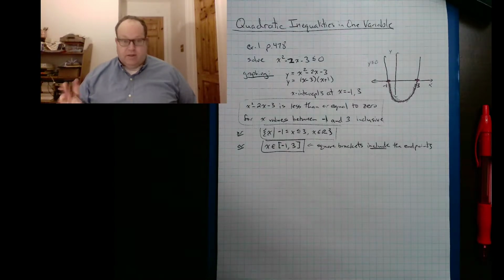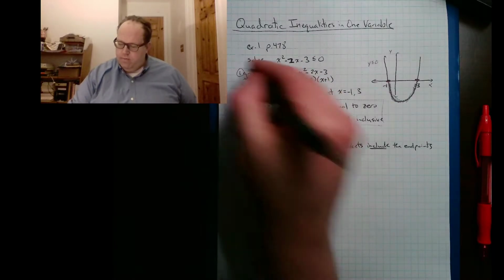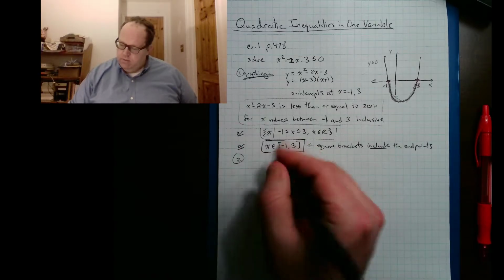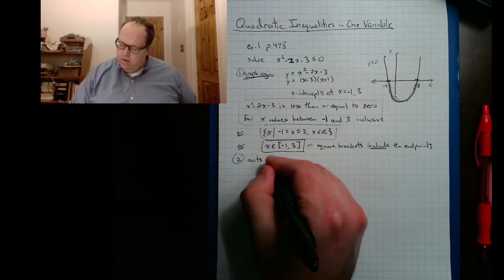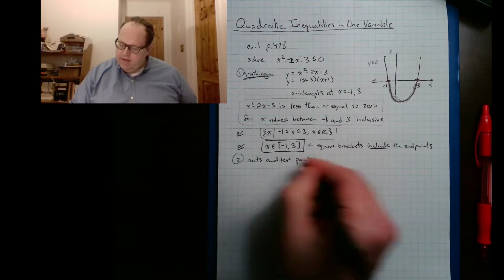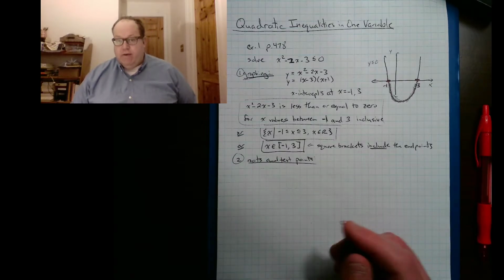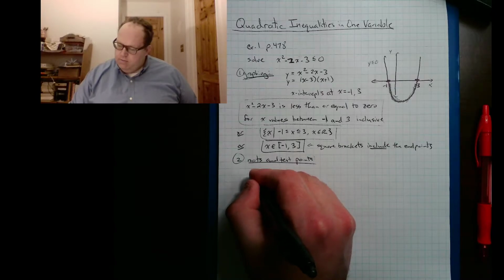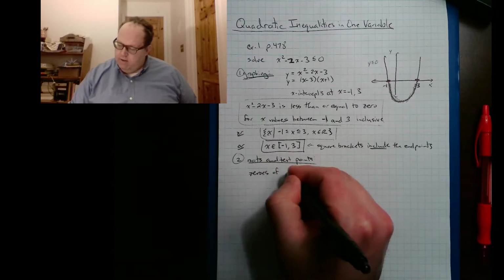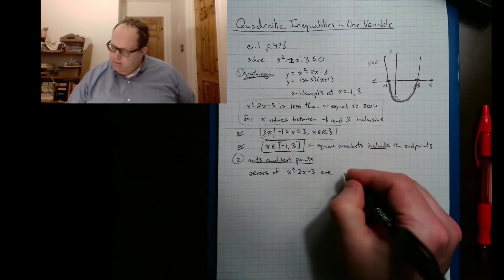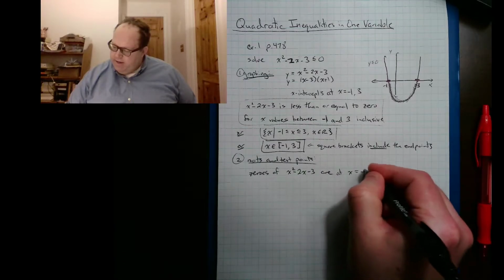Okay, I mentioned there were going to be three ways that we could show to solve this. Graphing was one of them. Two involves what we call roots and test points. And it's kind of similar to what we did above, just we don't make the graph and we try a couple of points. So we know from before our zeros of x squared minus 2x minus 3 are at x equals negative 1 and 3.